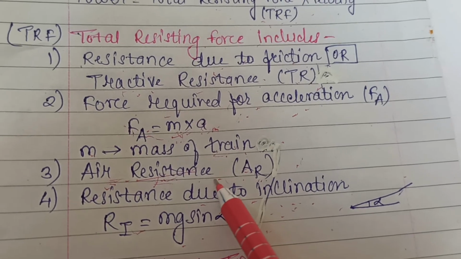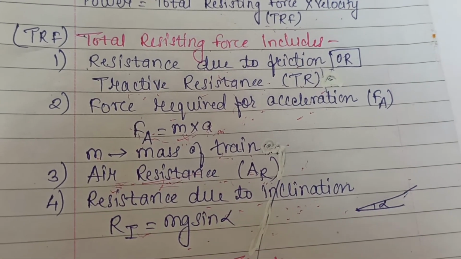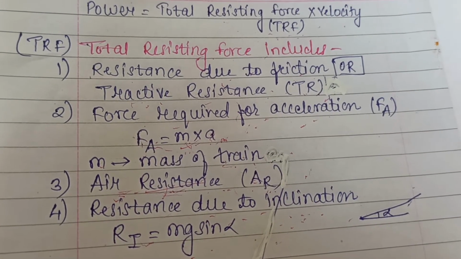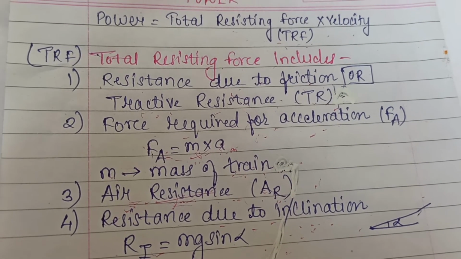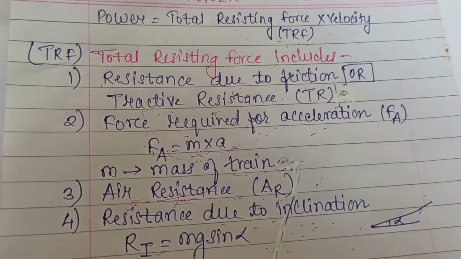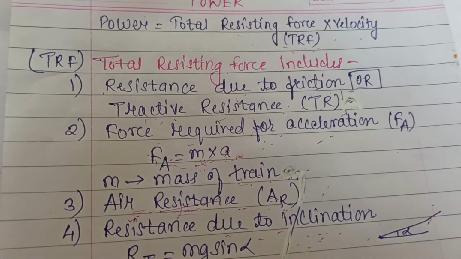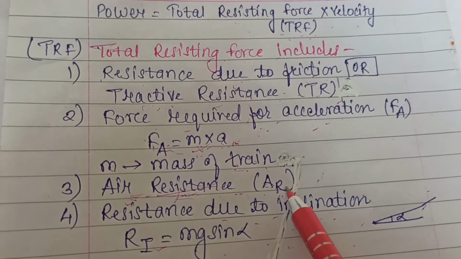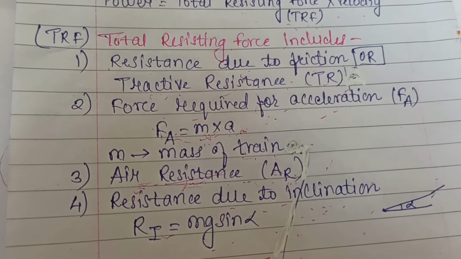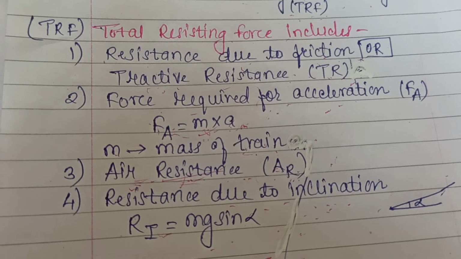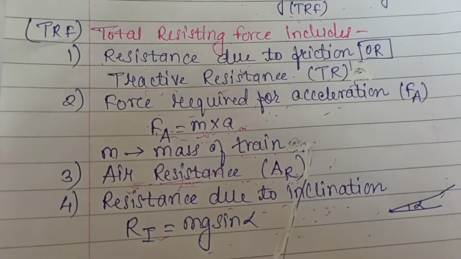Then next is air resistance. The train also has to overcome the additional force required to overcome the air, the additional or wind force. That is called air resistance, which is nothing but AR. There is no standard formula to calculate air resistance, but a certain relation may be given for it. Based upon that relation, we have to find out the value of AR.